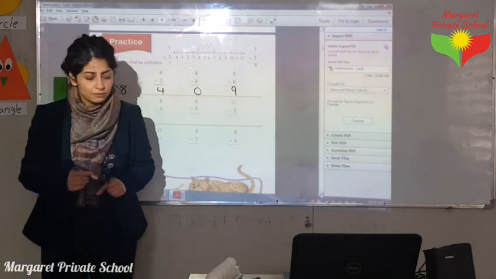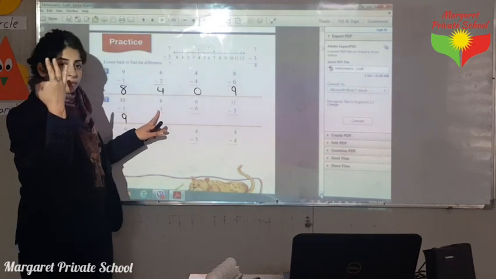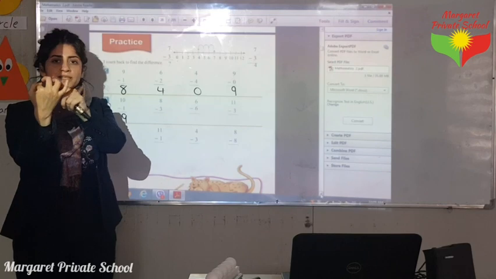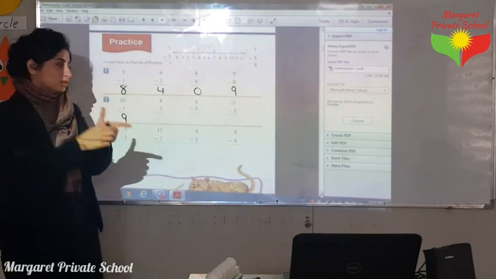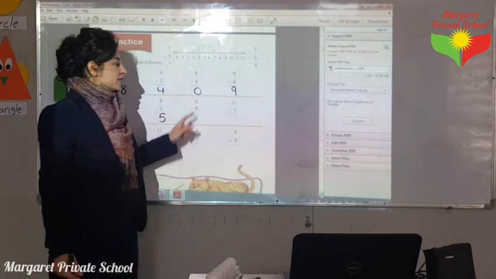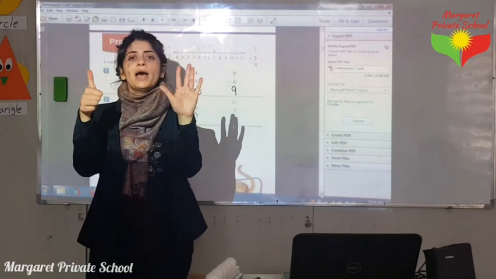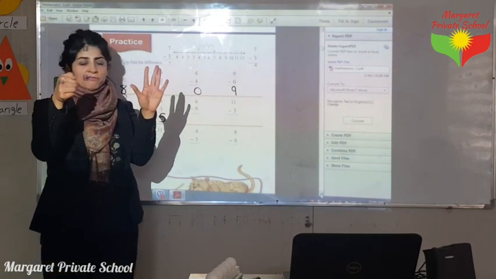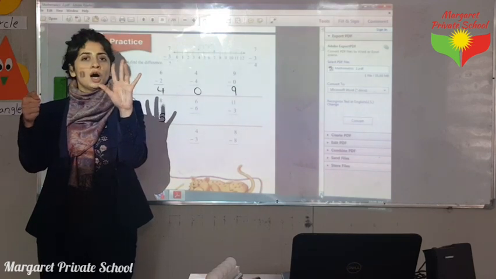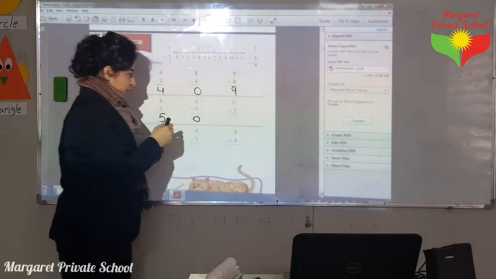8 minus 3. The first number from brain and the second number, we have number 3 from hand. Before number 8, we have 7, 6, 5. So 8 minus 3 equals 5. 6 minus 6. 6 is from brain and 6 is from hand. Before 6, 5, 4, 3, 2, 1, 0. So 6 minus 6 equals 0.